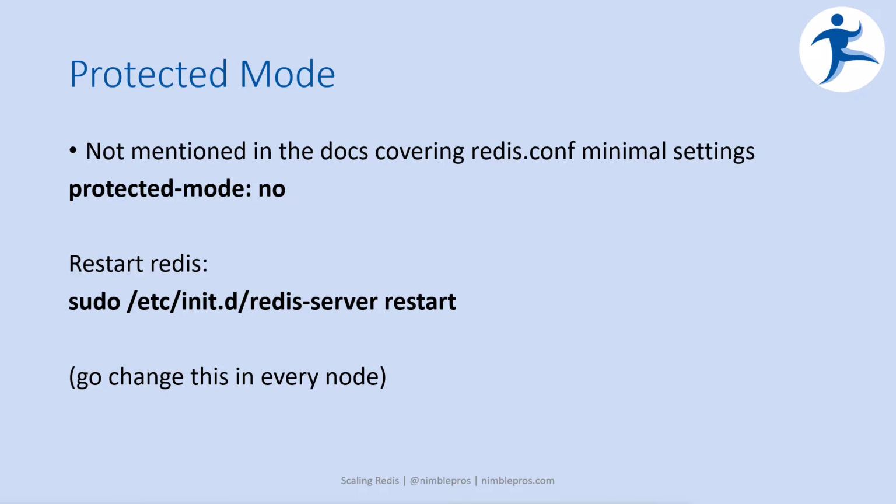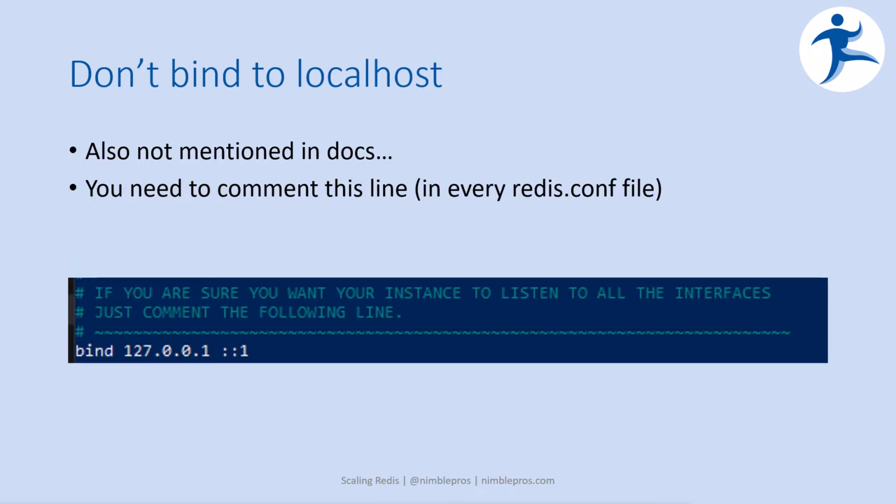All right, so after we do this, we should be good to go. Oh, wait, there's also this. We have to also not bind to localhost 127.0.0.1. So in addition to protected mode being off, you also need to comment out this line since it also has the effect of making Redis only work from localhost.